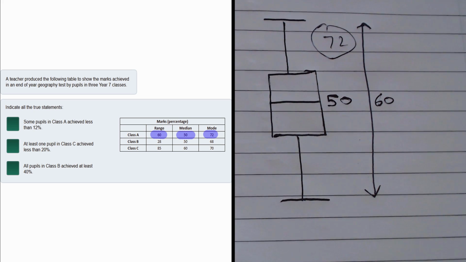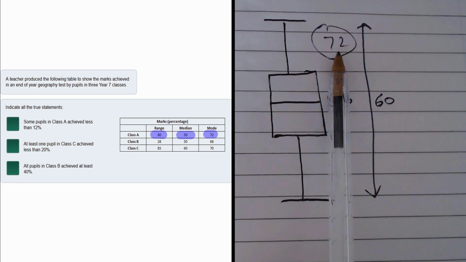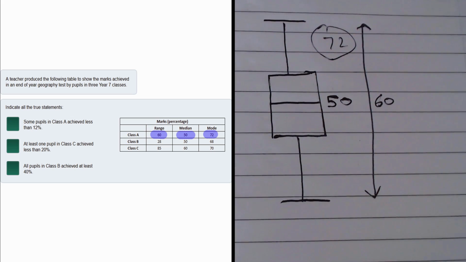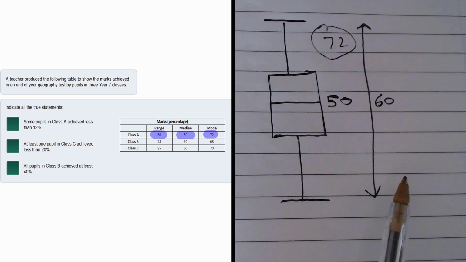Now the question states that some pupils in Class A achieve less than 12%. So for this statement to be true, we have to prove that in every possible instance, at least one person achieved less than 12%. So let's see whether we can create a scenario in which someone got less than 12%. Well, the mode is 72, okay? So we know someone got a mark of 72, because it's the most common. At least 2 people must have got a mark of 72 for it to be the most common. But the range is 60, right?